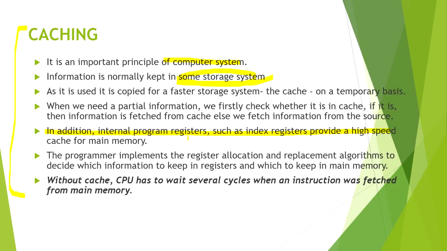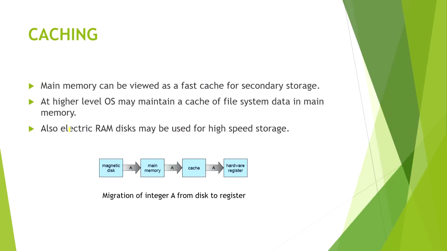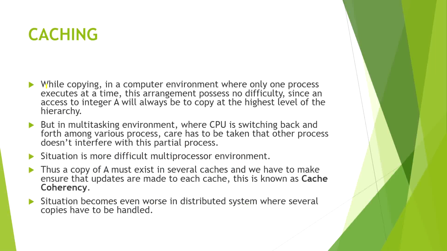So what are the advantages of cache? It is high speed and has less traffic. Without a cache, the CPU has to wait several cycles when an instruction is fetched from main memory. If a program is demanding some data A, it has to come first from the magnetic disk, tertiary or secondary, to primary, then primary to cache. After cache it will go to the hardware register or processor. So this is the migration of integer A from disk to register.